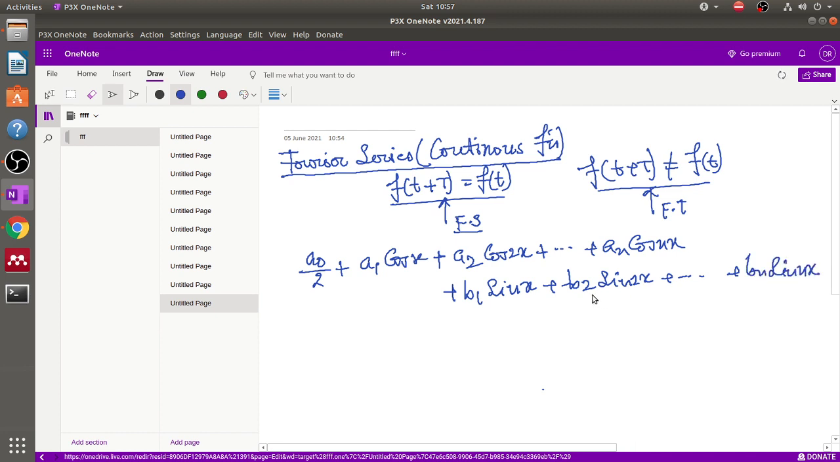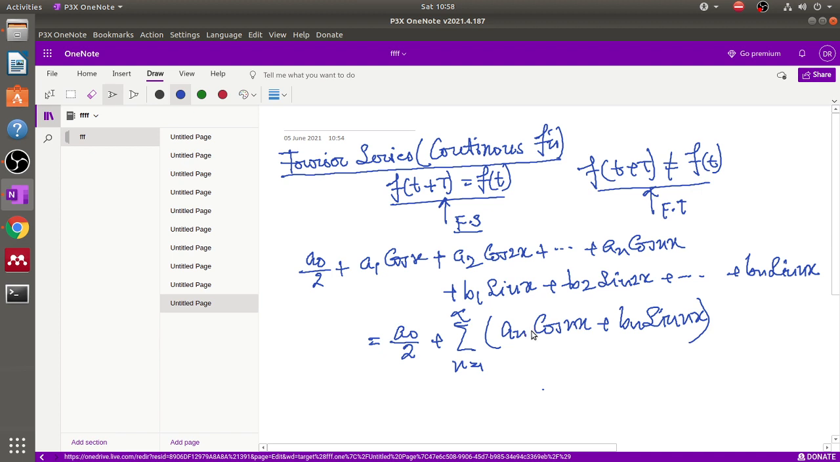So this is a typical equation of any Fourier series, and this equation is expressed in this form: sum over n equal to 1 to infinity of an cos nx plus bn sin nx. This is known as the trigonometric Fourier series form, and here a0 is the DC component, and a1, a2, dot dot dot, an and b1 to bn are constants.